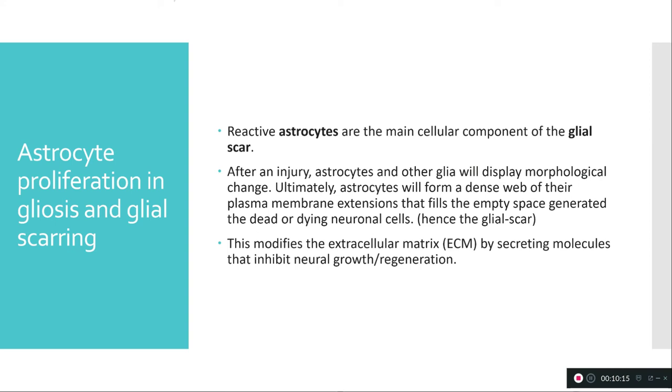Okay, so after some type of injury, whether it's a blunt force to the head, like a TBI, or a knife wound, a gunshot wound, or a tumor, whatever it may be that injures your brain, astrocytes are going to form a dense web of their plasma membranes that are going to fill up that empty space, and that's called the glial scar. And this is going to modify the extracellular matrix, which is basically the stuff that's outside of the cells, where the cells are kind of sitting. And so astrocytes and other surrounding cells are going to secrete molecules that unfortunately inhibit neuronal growth and regeneration. So that's another barrier is making sure that we can increase the proliferation of neurons, whether it be in a natural way through a drug or through implantation of stem cells, because the natural mechanism of our brain after injury is to inhibit that neuronal growth or regeneration.